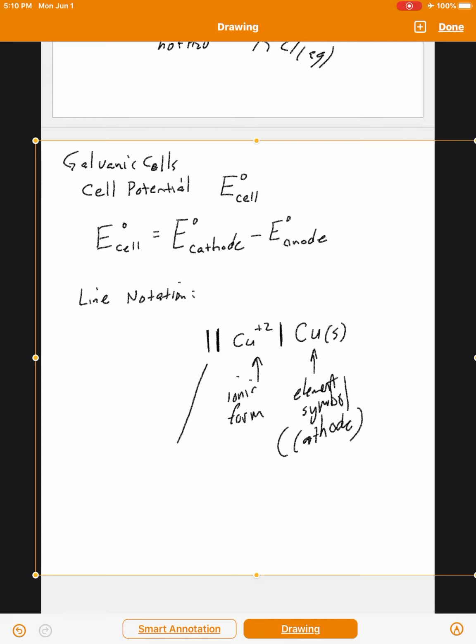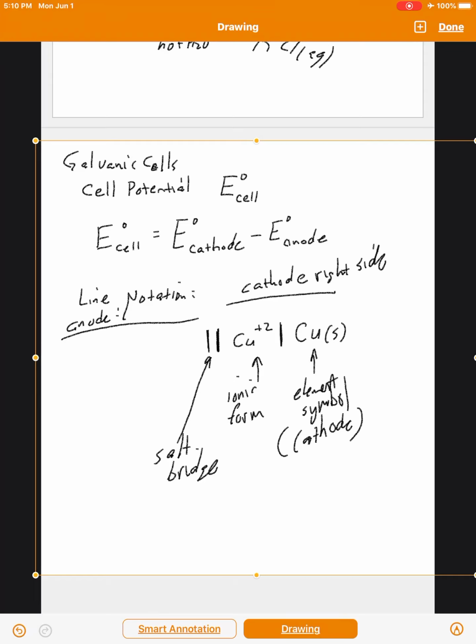The double lines represent the salt bridge. Okay, so that tells you that this is what's happening on the right side, which is the cathode. So the cathode is on the right side. And then what happens on the left side is the anode. Okay, so we're going to do it from the outside in. The metal that we're using for the anode is zinc. So we're going to put zinc on the outside.